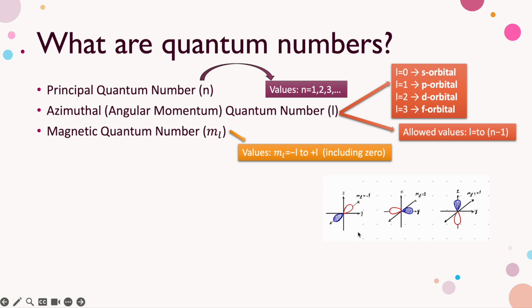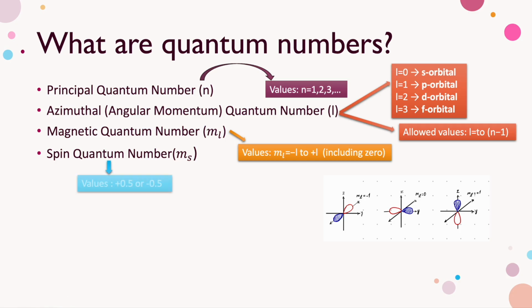Now let's talk about the last quantum number, the magnetic spin quantum number. Okay? Or basically the spin quantum number. It is represented by m with the subscript s. It represents the spin direction of an electron. It is basically the phase spin of the electron, so it can either be spinning up, which is positive 0.5, or spinning down, or negative 0.5.